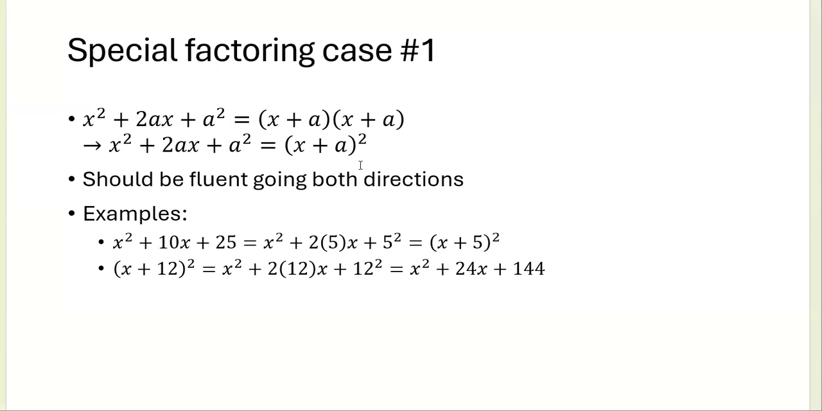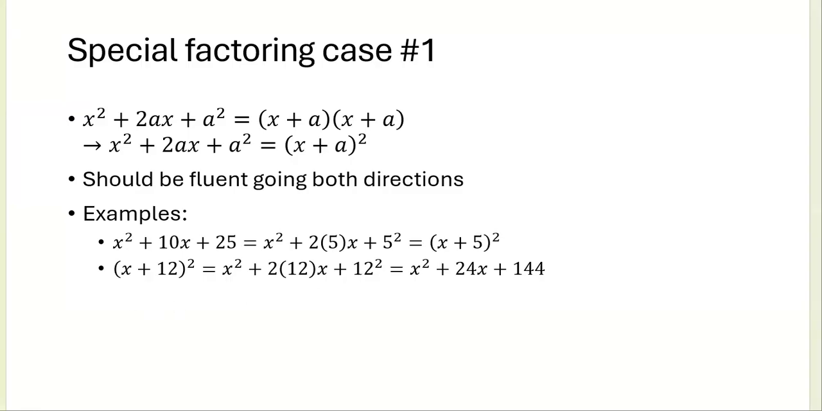And then I was saying we have to go the other way as well. So x plus 12 quantity squared. Once you get fluent, you should be able to do this quickly and jump directly to x squared plus 24x plus 144. To use the formula, a is 12, so it would be x squared plus 2 times 12 times x plus 12 squared.